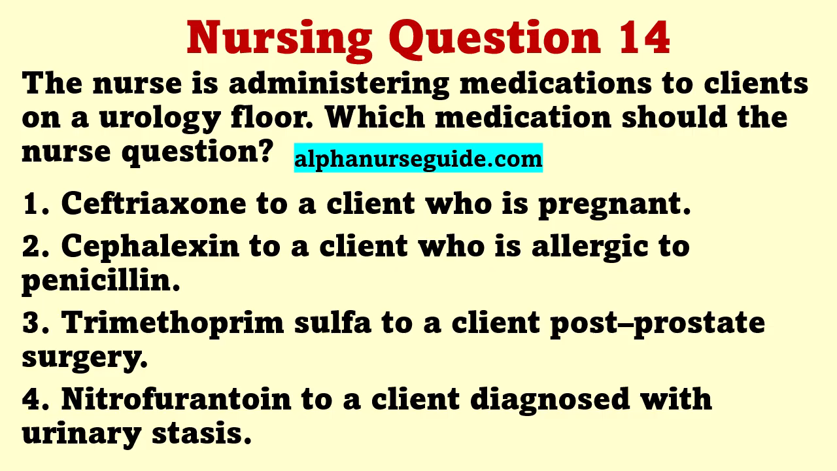with the HCP. Ceftriaxone, a third-generation cephalosporin, is in the pregnancy risk category B. No research has shown harm to the fetus in humans or in animals. The nurse would not question this medication. There is no reason for the nurse to question trimethoprim sulfa, a sulfa antibiotic, for a client who has had prostate surgery. There is no reason for the nurse to question nitrofurantoin, a sulfa antibiotic, for a client who has urinary stasis. Nitrofurantoin is used to prevent or treat chronic UTIs.